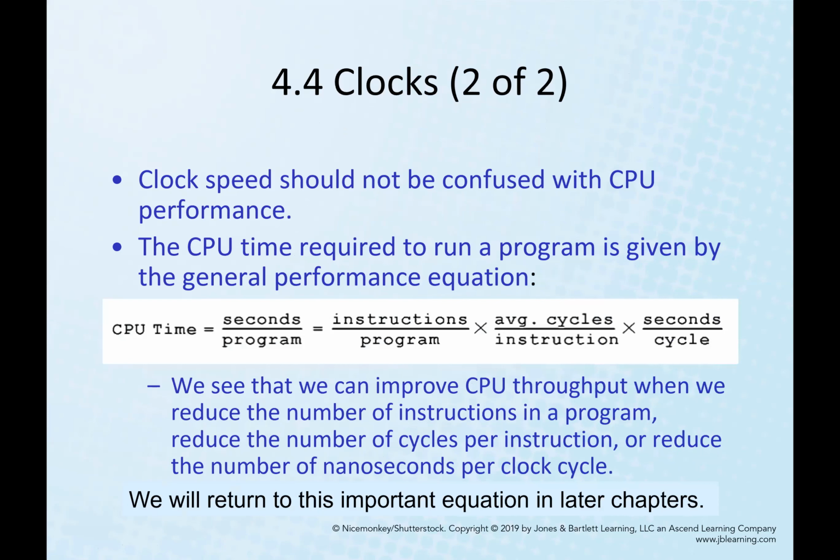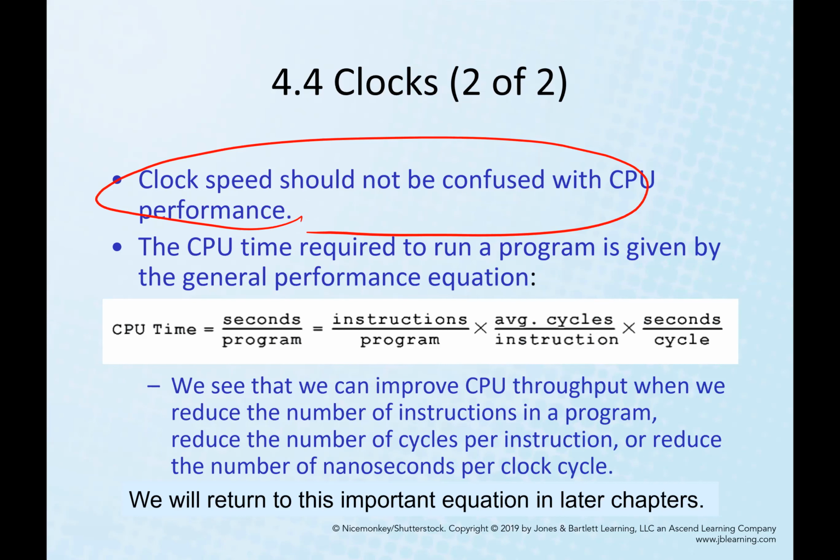But here is the point. The clock cycle is not the only parameter that determines the CPU performance. So you cannot say that a faster clock cycle means a better computer or a better processor. It says here that the clock speed should not be confused with the CPU performance. It's different. It's one of the parameters that determines the CPU performance, not the only one.